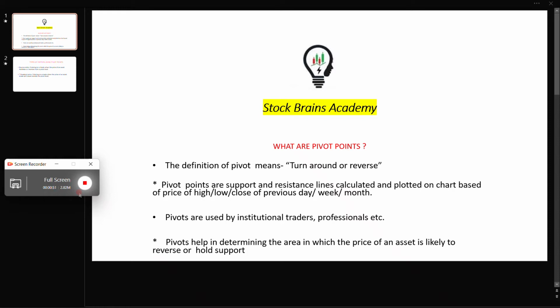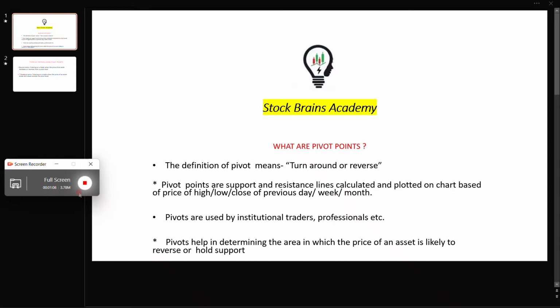But why are pivot points used by many institutional traders too? Are they really that useful? Well, actually yes, they provide a high accuracy in determining the price of an asset and its future prices probably. So why are institutional traders using pivot points?